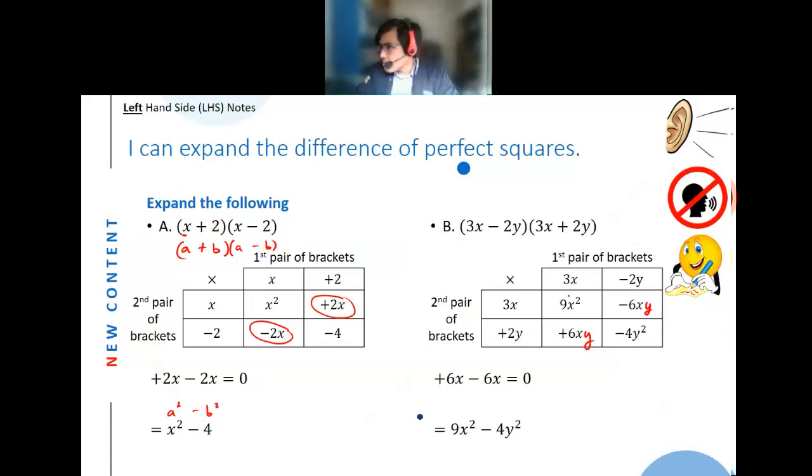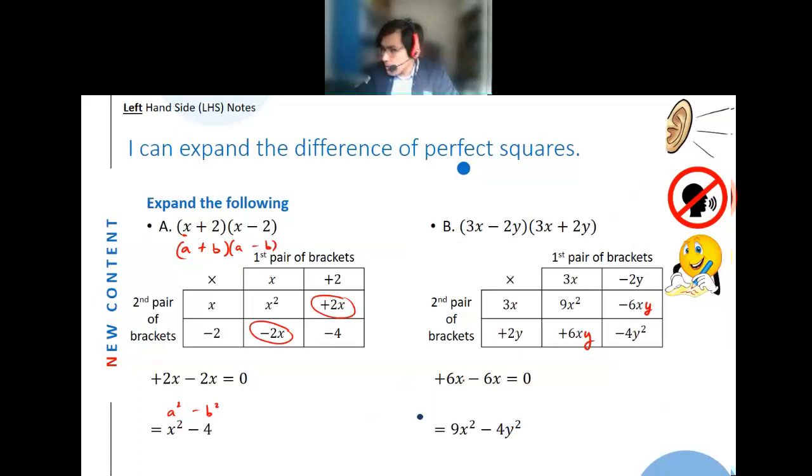So here plus 2y times 3x, that's going to be plus 6xy. And then we've got the positive 2y times the negative 2y here. A positive and a negative give you a negative. 2 times 2 is 4, and y times y is y squared.